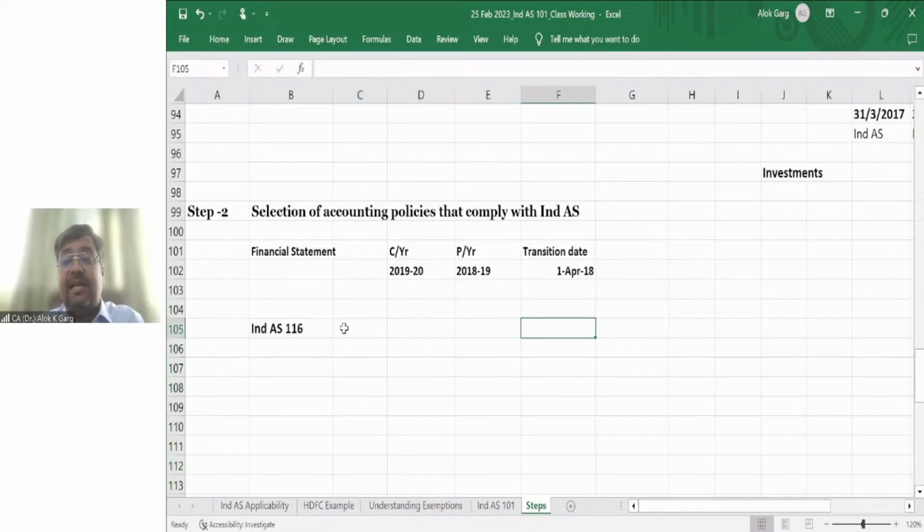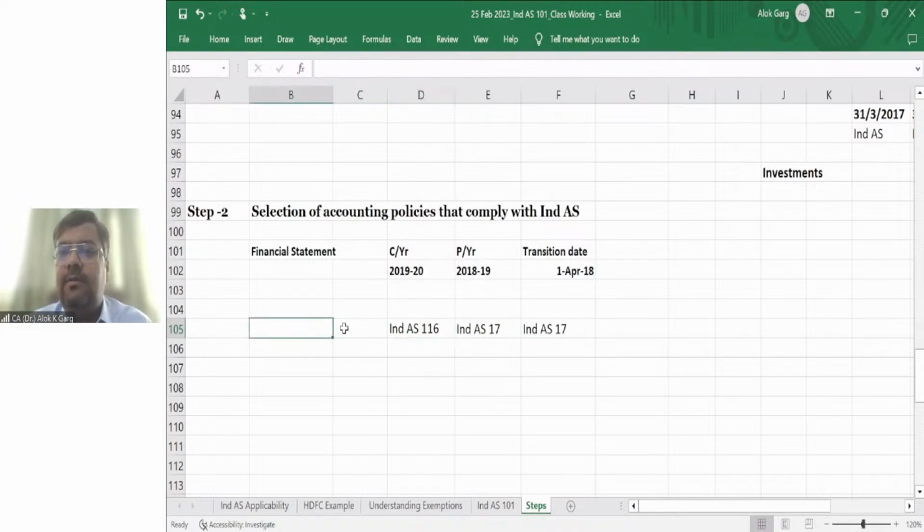So if I talk about 31st March 18, Ind AS 17 was applicable. If I talk about previous year 18-19, again Ind AS 17 was applicable. But if I talk about 1920, from 1st April 19, Ind AS 116 was applicable. And you are aware, there is a huge difference between Ind AS 116 and Ind AS 17.